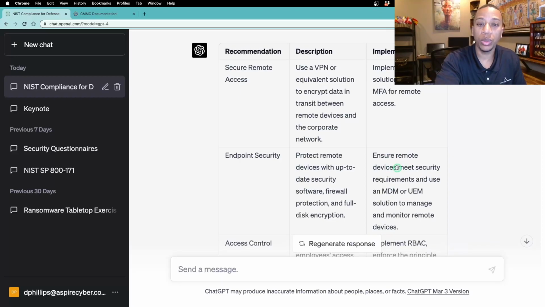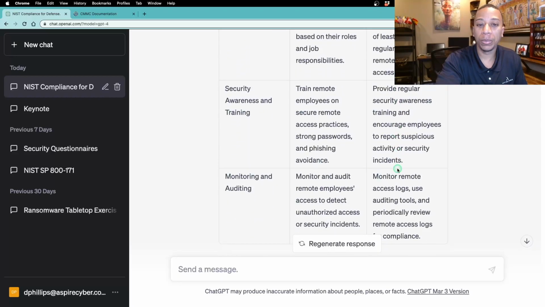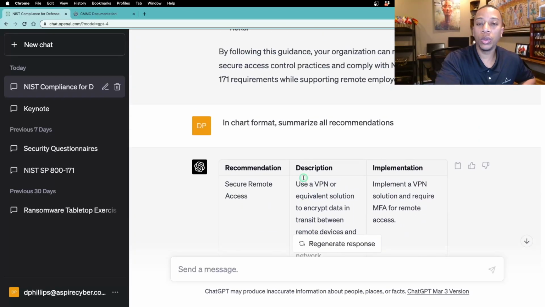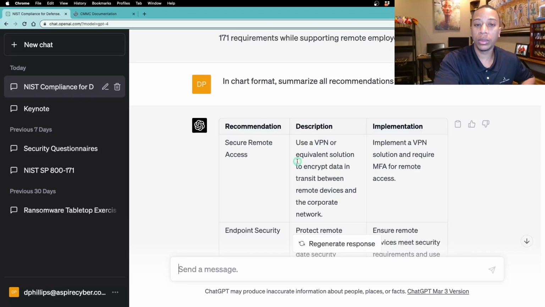As I mentioned, there's 22 total. So this chart summarizes the key recommendations for ensuring secure access and compliance with NIST SP 800-171. So we also want to use this chart to summarize our project plan. Let's do that.